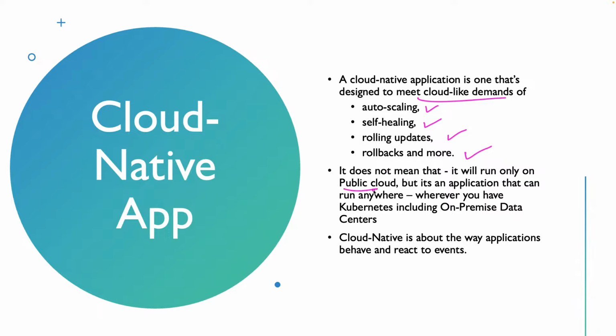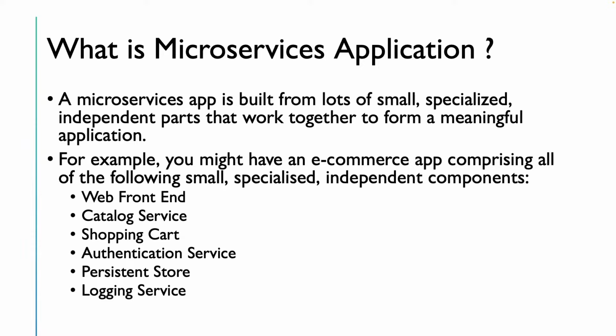Now, there's another term that you would hear, called microservices application. A microservices application is one which is made up of lots of small, specialized, independent parts which work together to form a meaningful application. For example, you can have an e-commerce application which comprises small activities like a web front end, a catalog service, a shopping cart, an authentication service, a persistent service, and a logging service.